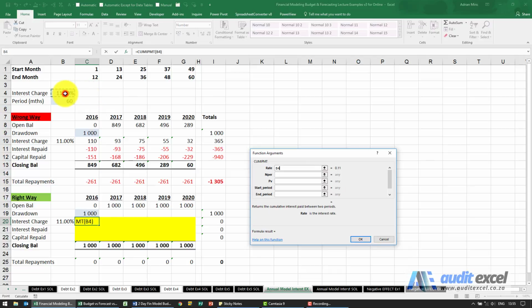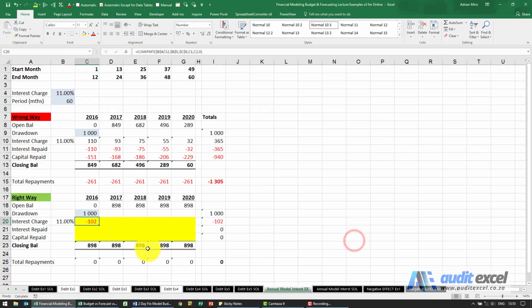What's the interest rate? It's going to be this, with the $ signs, divided by 12. What's the total period of the loan? That is this, with the $ signs. What's the present value? We're going to do the drawdown amount here. What's the start period? I'm going to say look at that cell there. What's the end period? Look at that cell there. And what type of loan? We're going to put 0.